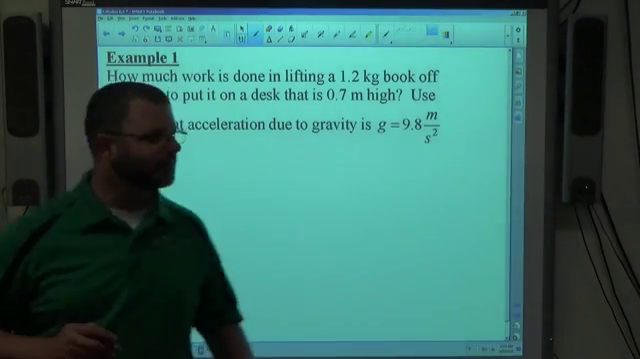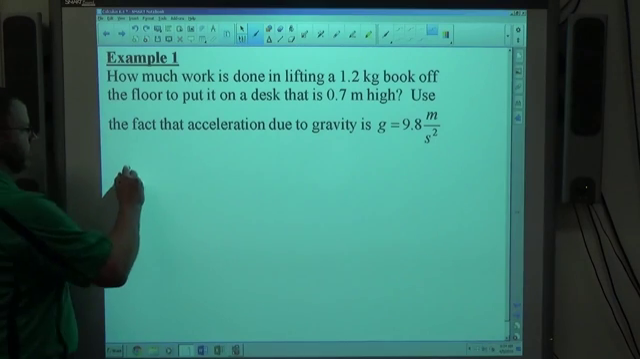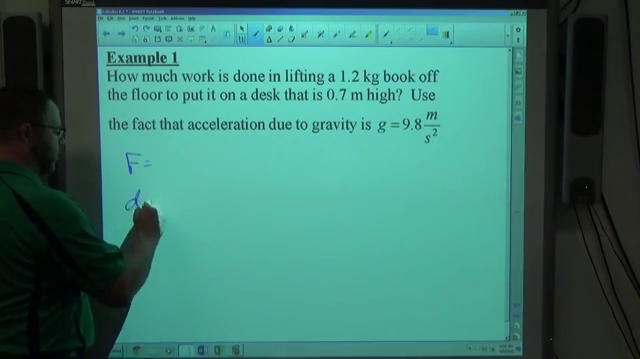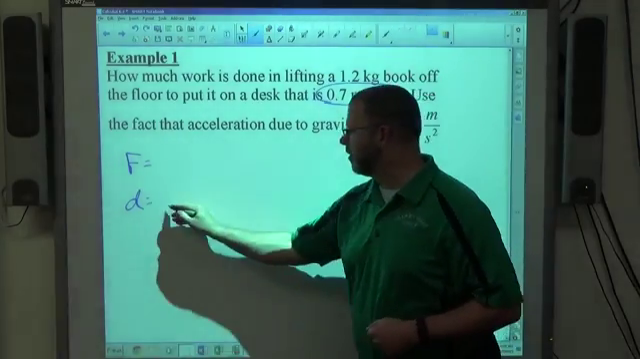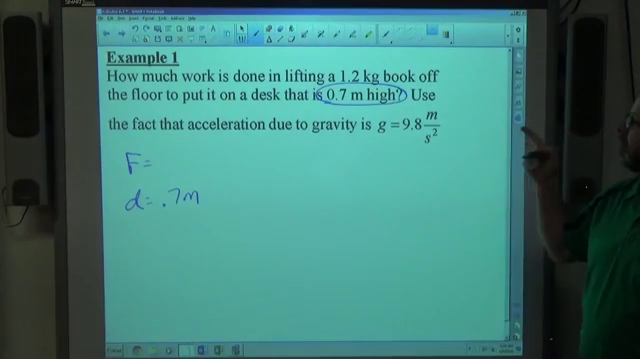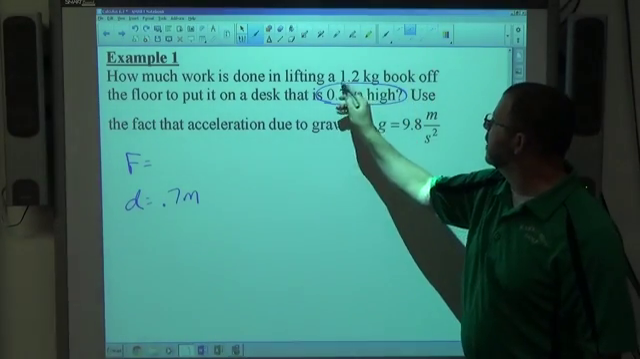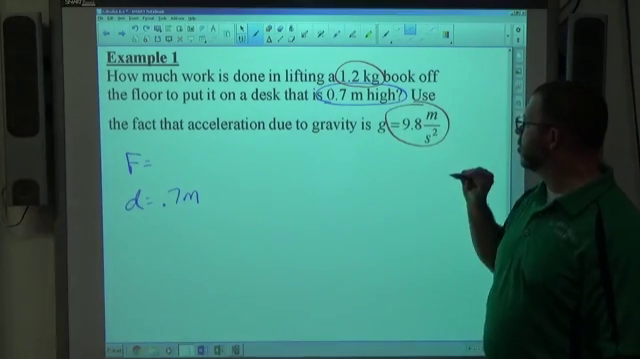So, in order to define work, we have to know force, and we have to know distance. Distance, of course, is 0.7 meters, because that's how high we're lifting it. The force must be in newtons. We don't have newtons. We have kilograms. So again, if I see kilograms, I'm going to multiply kilograms times 9.8 meters per second squared.